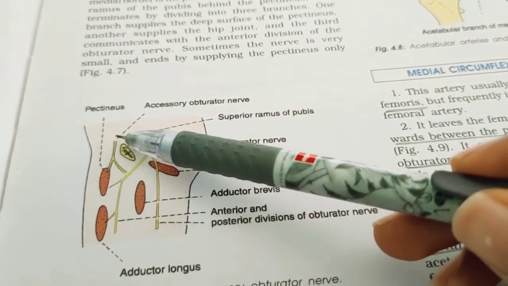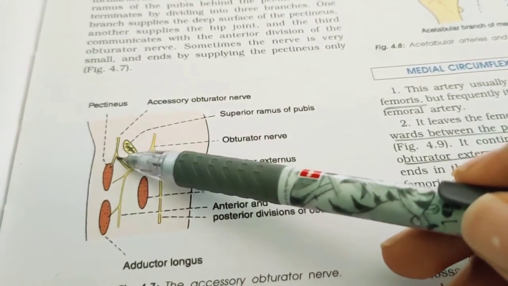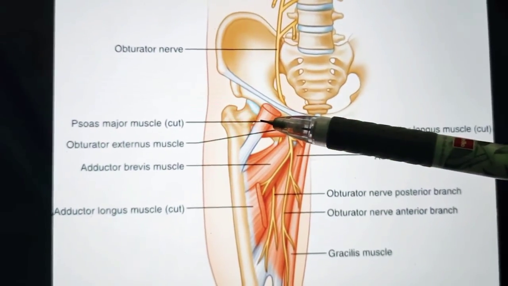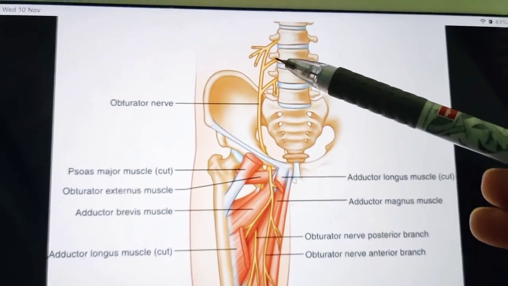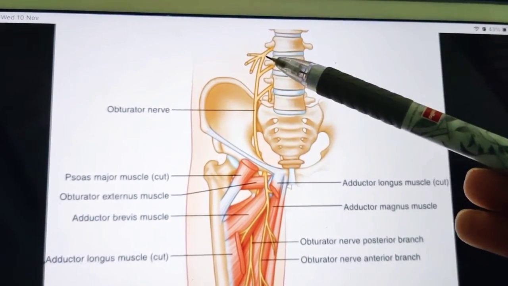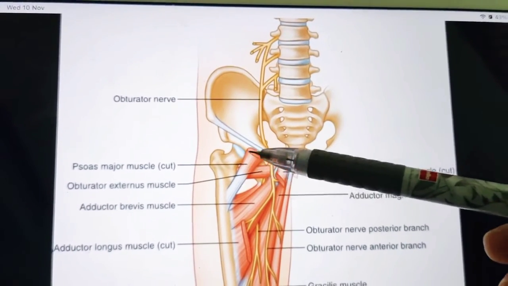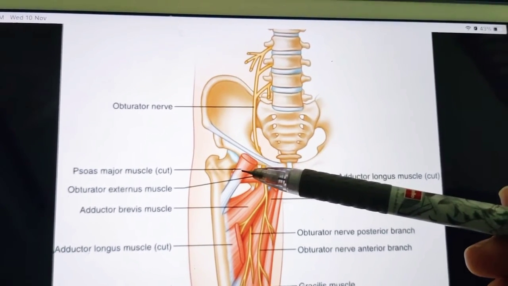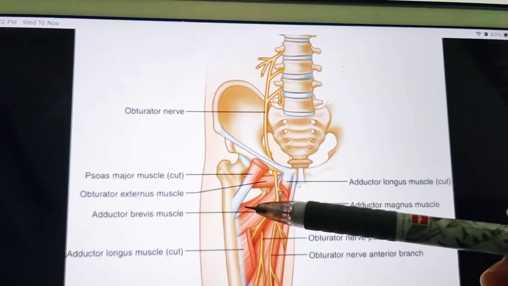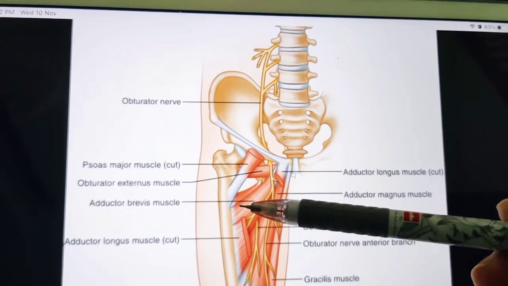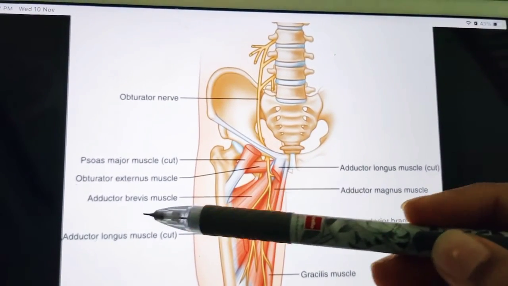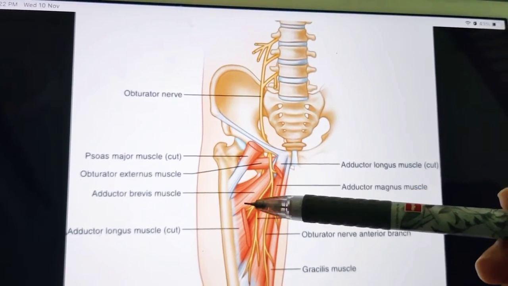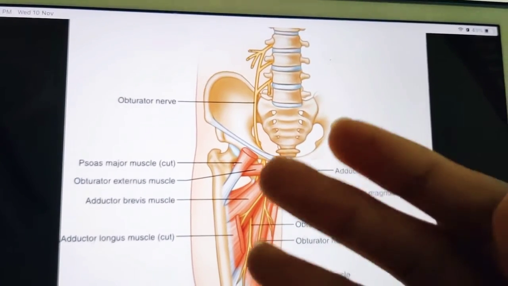It descends along the medial border of psoas major. Here in this diagram you can see the psoas major muscle. Actually the obturator nerve comes from L2, L3, L4, but this accessory obturator nerve comes only from L3 and L4, goes along the medial border of psoas major, and crosses the superior ramus of the pubis behind the pectineus. So behind the pectineus it will go, and terminates by dividing into 3 branches.